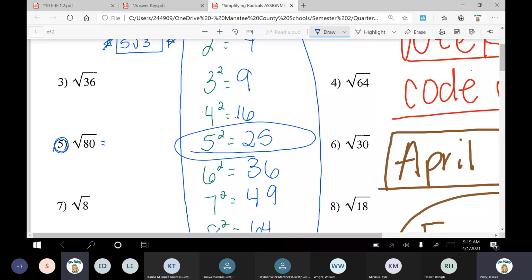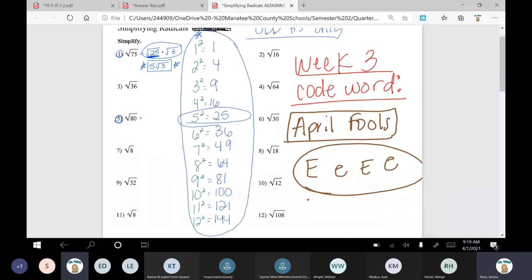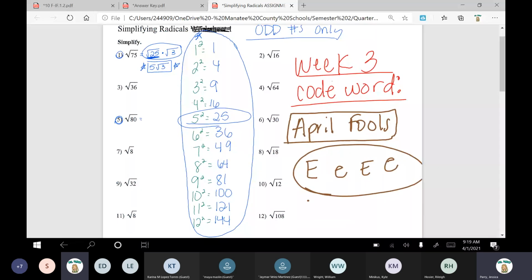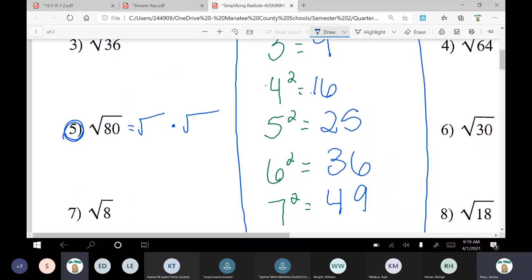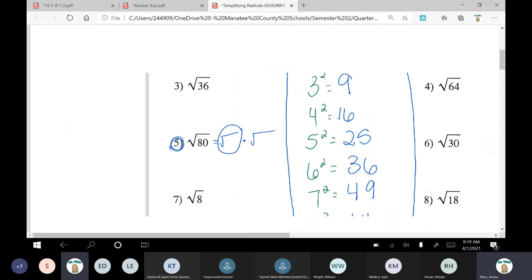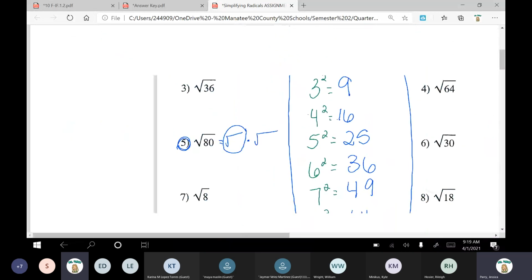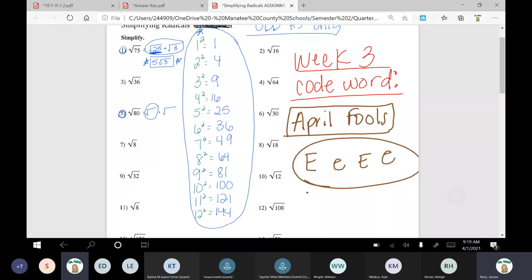Okay, so 80, if you look at our list here, 80 is not a perfect square, okay? Not one of those numbers written in blue. So we're going to have to split this one up. Square root of something times square root of something. The first one here needs to be a perfect square. I'm going to zoom out so we can see all of our perfect squares here. You might not know this one off the top of your head, but we need to think of 2 numbers where one of them is a perfect square, just the first one.